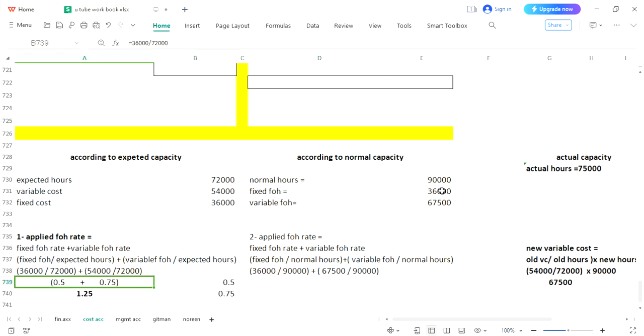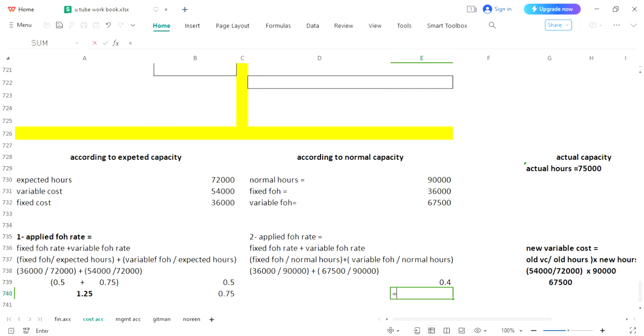As you know, what we have done is calculate the fixed and variable rate over here. In a similar way, half of this question will be solved. This is rough working, and what we are going to do is 36,000 divided by 90,000. So we have got our fixed FH rate. Now for the variable FH rate, we follow the second part of this statement: 67,500 divided by 90,000. So we have got our variable FH rate as well.